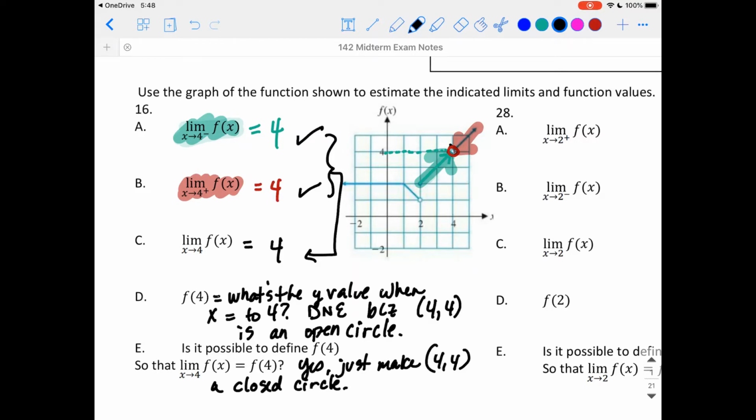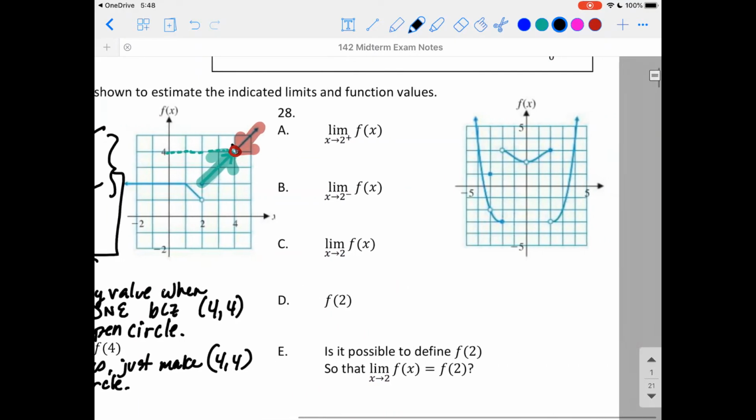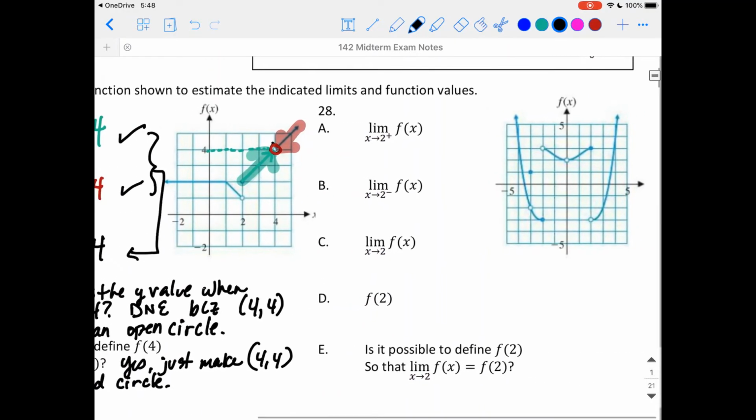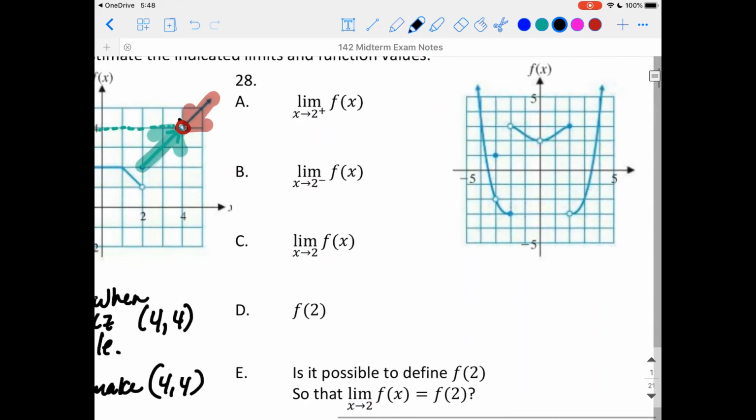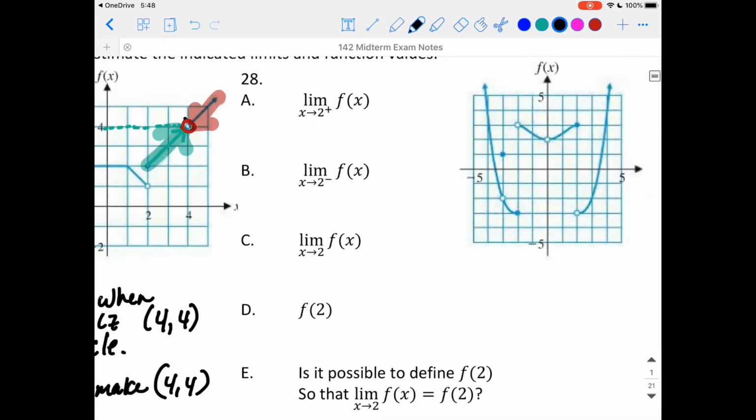Now the next problem, it'd be nice if you can try it on your own, but if this is new to you, it's up to you. You can pause and try it on your own and then check your answers.